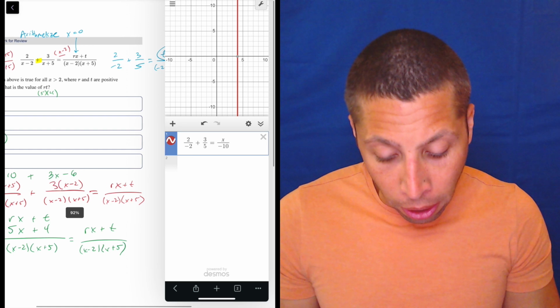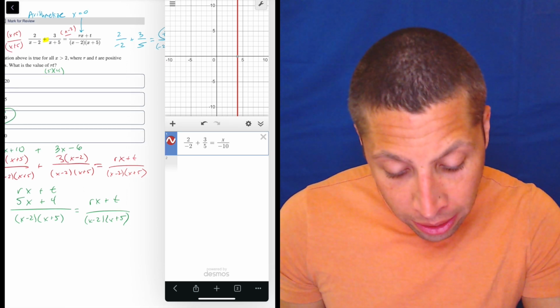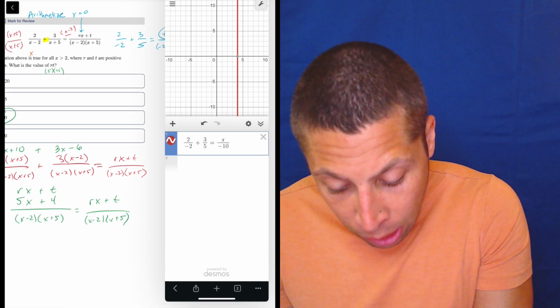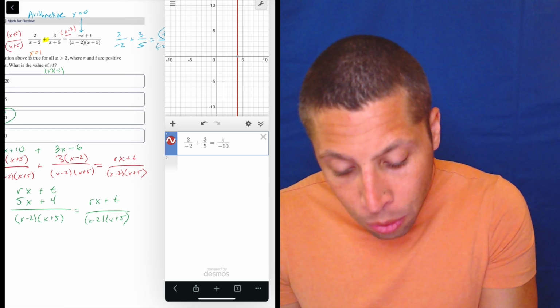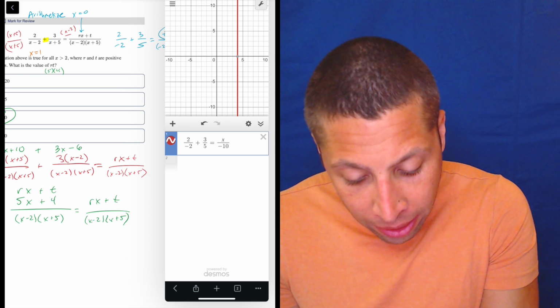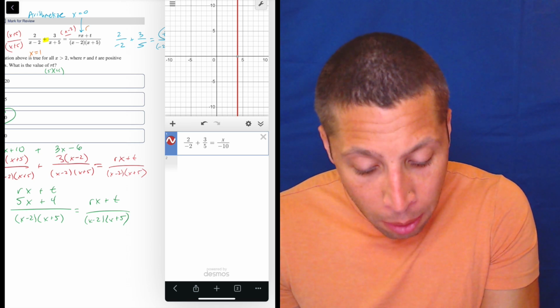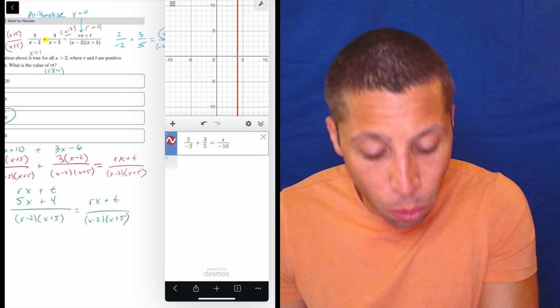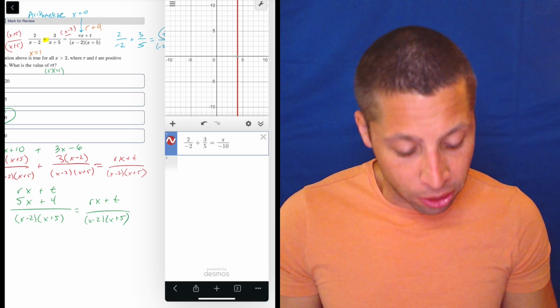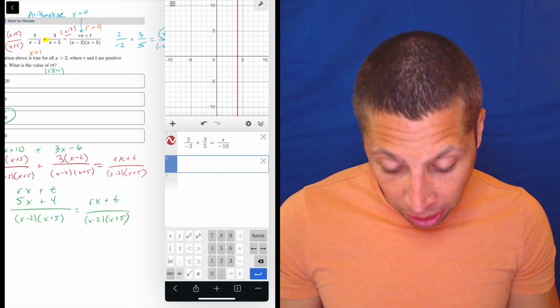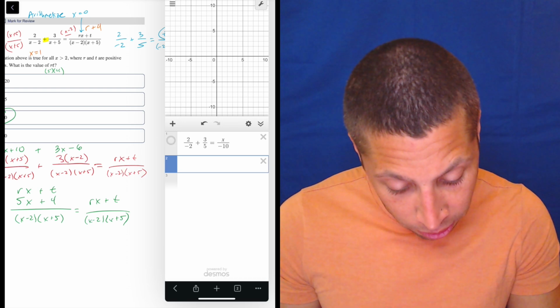Now for the other part, I would then change my number and I would make x equal to 1 and substitute that in, because if I do that, then this right side is going to be r times 1, which is r, plus t. But we now know t is 4, so that right side becomes easier. So I'm going to go right to Desmos with this and just kind of plug it in with x equal to 1. So let's turn this off.